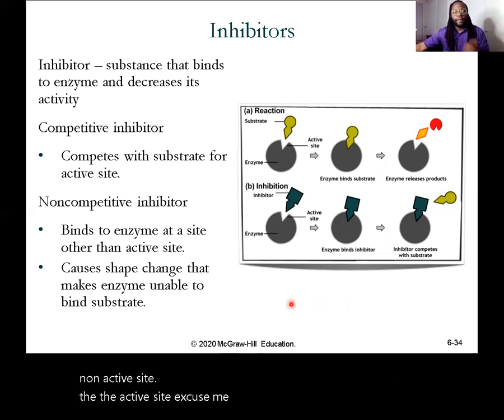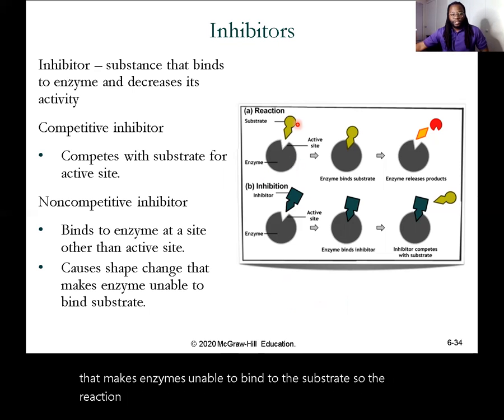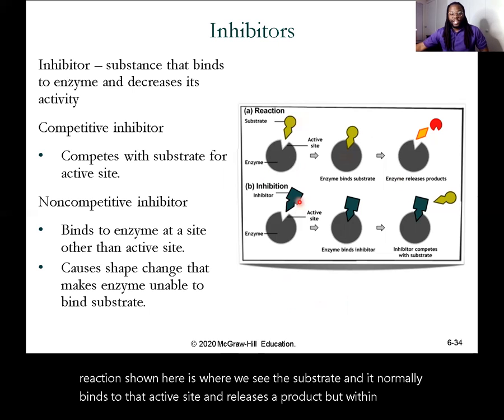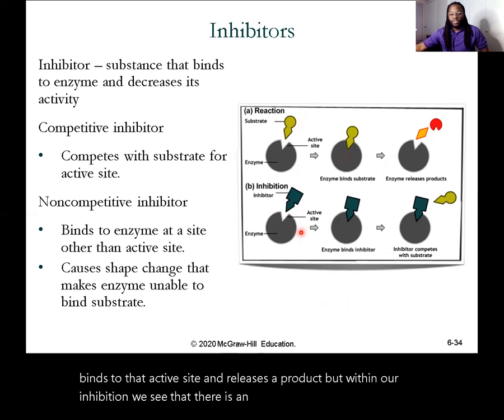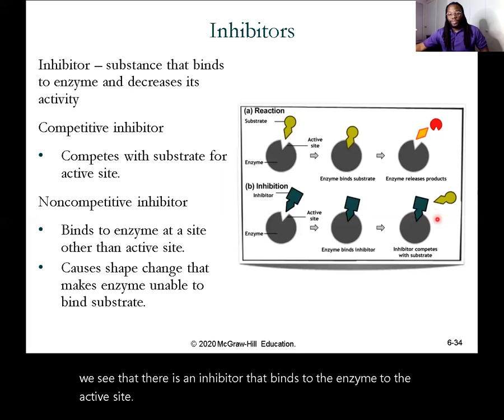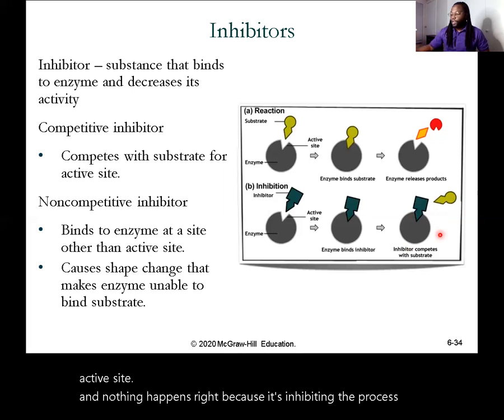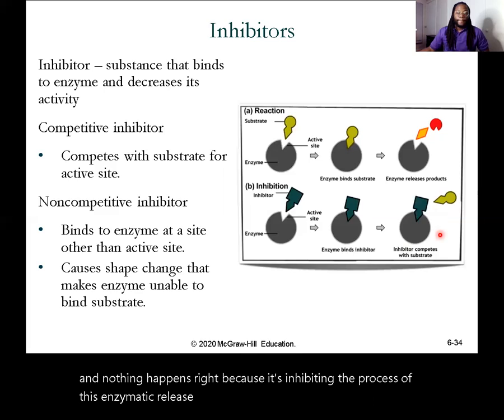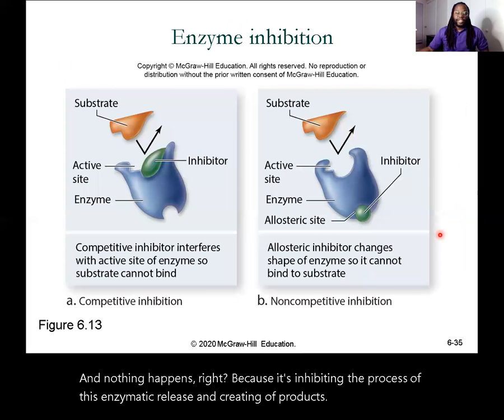So this causes shape change, and that is shown here where we see the substrates normally binding to that active site and releasing a product. But within our inhibition, we see nothing happens, right? Because it's inhibiting the process of this enzymatic release and creating of products.